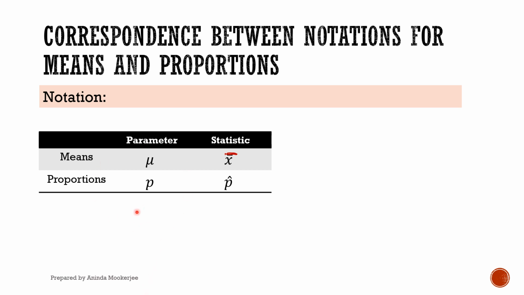As far as proportions are concerned, when we refer to the population proportion, we just use the lowercase p in italicized form. And if we are referring to the sample proportion, then it's p with a hat over it. Make sure that you do not mix up these two notations between the population proportion and the sample proportion, because you will need to use the correct notation when stating your hypothesis and so on.